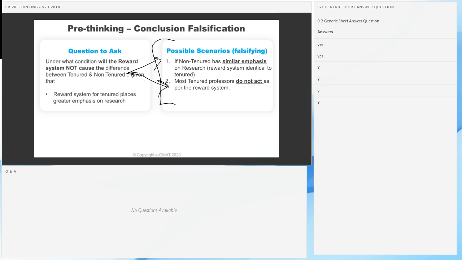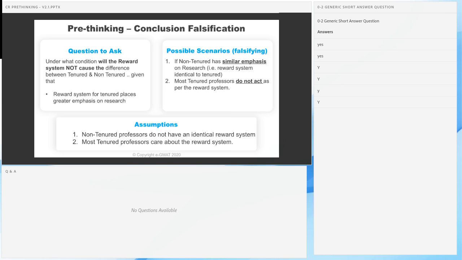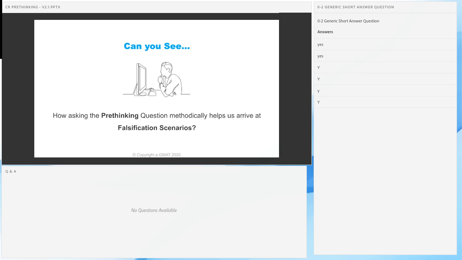So if this breaks my conclusion, if this is where my roof is caving in, then my assumptions are that these scenarios are not possible. Non-tenured professors do not have an identical reward system, or lecturers do not have an identical reward system. And then most tenured professors should care about the reward system. Both of them are equally good assumptions. Both of them are correct. If you use the pre-thinking questions methodically, you'll arrive at falsification scenarios. Once you do that, arriving at the assumption becomes really simple.